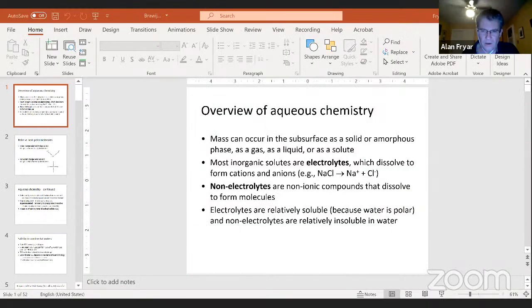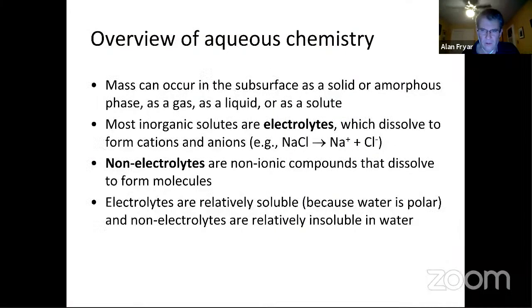Let me share my screen here and go to slideshow mode. Okay, so my last presentation, obviously the fifth presentation in this series among the US lecturers, is going to be about groundwater geochemistry and groundwater contamination. And I'm going to focus more on the geochemistry than on the contamination. But what I want to do is just start out doing a quick review of aqueous chemistry.